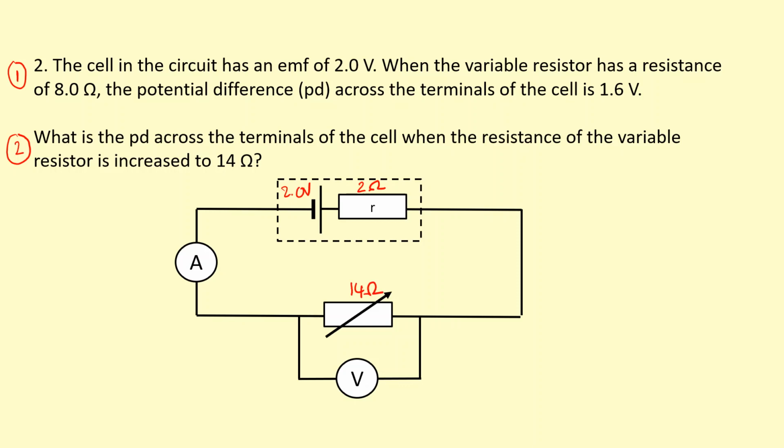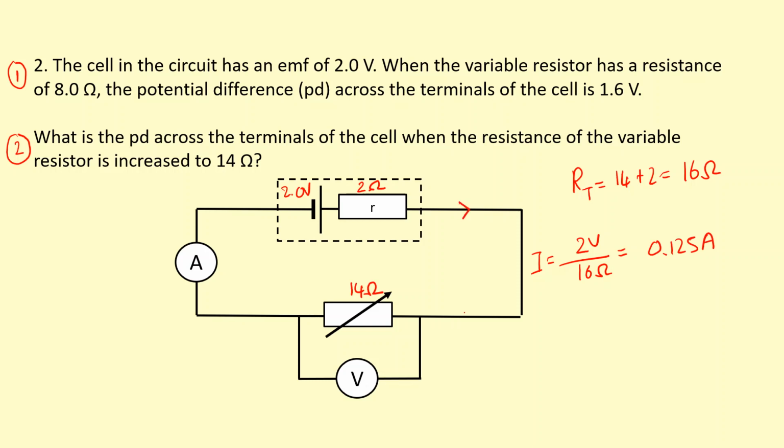Well, we've got the total resistance. The total resistance is going to be 14 ohms plus the 2 ohms, that gives me 16 ohms of resistance. I've got the total voltage, which is the EMF. So I'm going to do 2 volts divided by the 16 ohms. That will give me the current in the circuit, which is 0.125 amps flowing in the circuit.